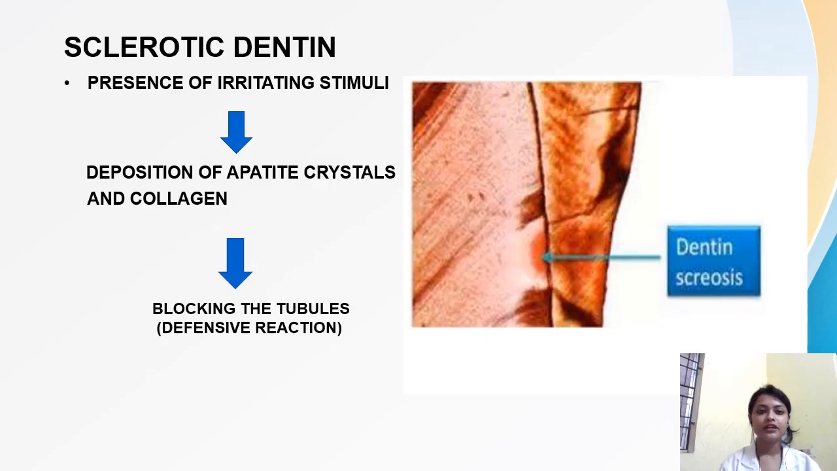Sclerotic dentin. In the presence of irritating stimuli, it deposits apatite crystals in collagen. Now it blocks the tubules. This is a defense reaction and forms the dentinal sclerosis. You will find here in the image how the dentinal sclerosis looks.